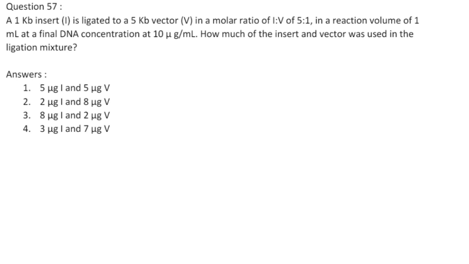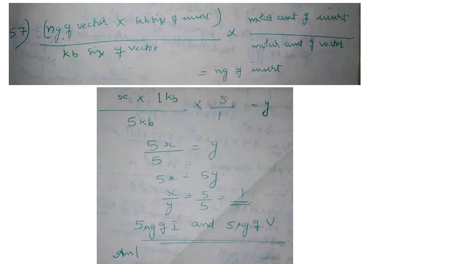Then next one. A 1 kb insert is ligated to a 5 kb vector in a molar ratio of insert to vector of 5:1. In a reaction volume of 1 ml at a final DNA concentration of 10 micrograms per ml, how much of the insert and vector was used in the ligation mixture? The formula here: nanogram of vector times kilo base pair size of the insert divided by kilo base pair size of the vector times molar amount of insert divided by molar amount of vector is equal to nanogram of insert. So you will get 5 microgram of insert and 5 microgram of vector. Answer is option 1, I think.